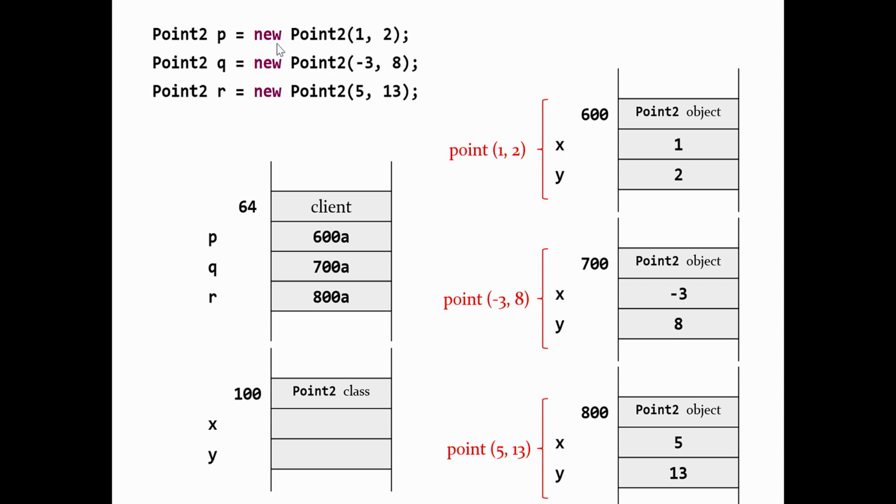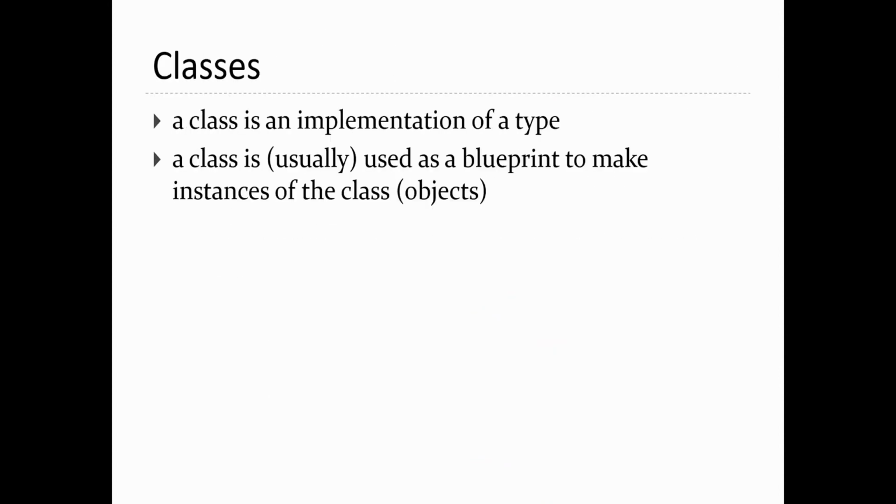Now remember, P, Q, and R, those store references to the points. So P stores the memory address 600, Q stores the memory address 700, and R stores the memory address 800. All right, now what do we mean by a class is used as a blueprint to make instances of the class or to make objects?